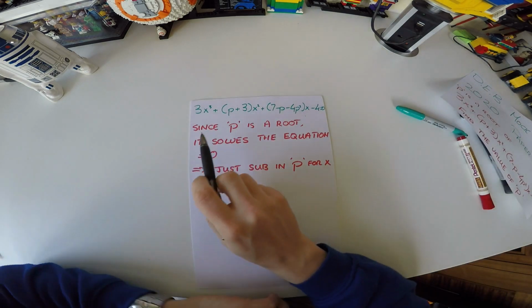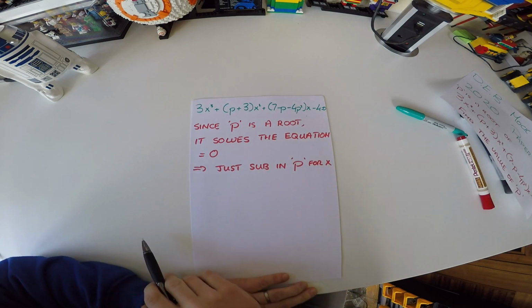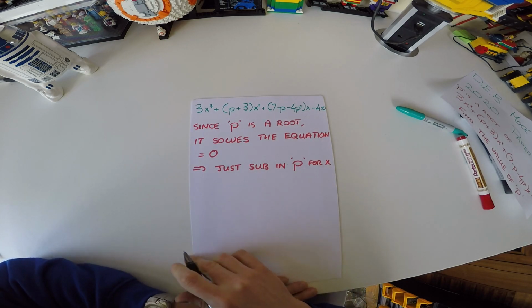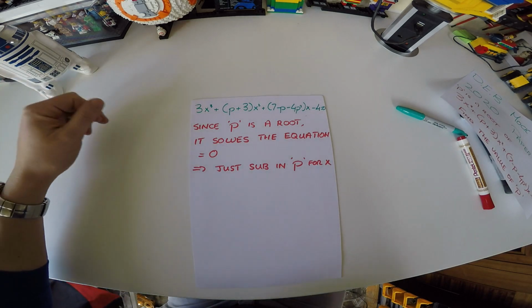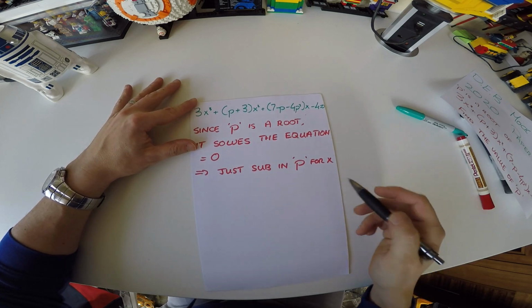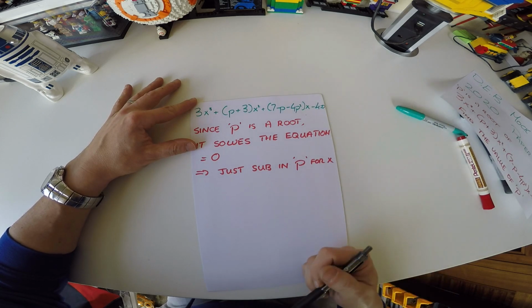So, what we know is that we have this cubic equation. If p is a root, then it solves the equation equal to 0. So you just would sub in p for x. It's just like any quadratic equation. If you knew a solution to the quadratic equation as a root, well then you know it solves it equal to 0. So it might seem strange, but we just literally sub in these x's. We change them out for p's.